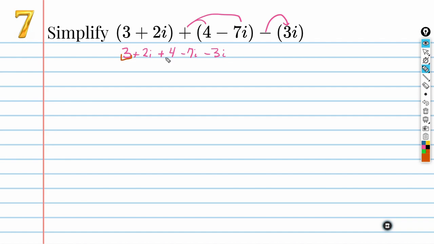And so our real portions get combined, so 3 plus 4, and then our imaginary portions get combined. Positive 2i minus 7i minus 3. So we have 7. 2 minus 7 is a negative 5i. Negative 5 minus 3 gives us a negative 8i.